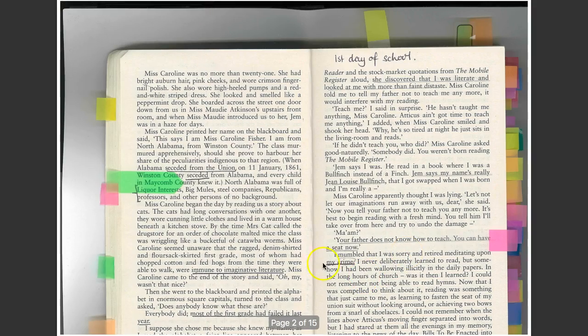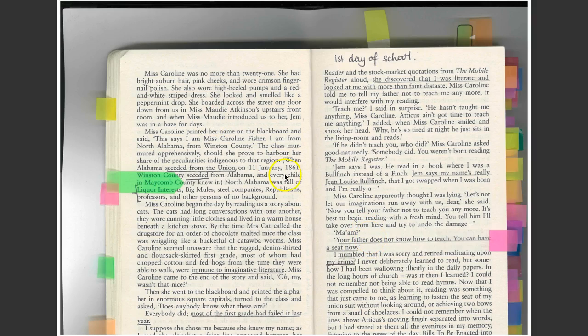All right, then we're moving on. We are introduced to Miss Caroline, a 21-year-old who is teaching Scout at school. She's bringing in the Dewey Decimal System, and she has to sort out an issue that Atticus has obviously been teaching Scout to read, and she's said that that's not a great idea. "Your father does not know how to teach. You can have a seat now." And Scout has to sit down meditating on her crime as if she had done something wrong.